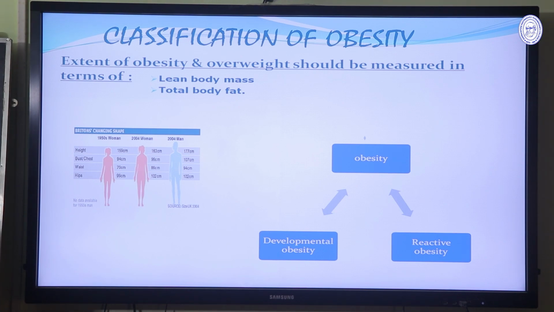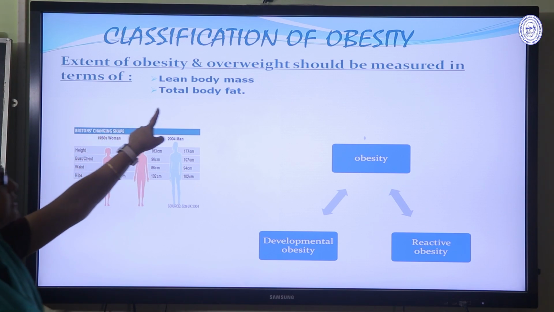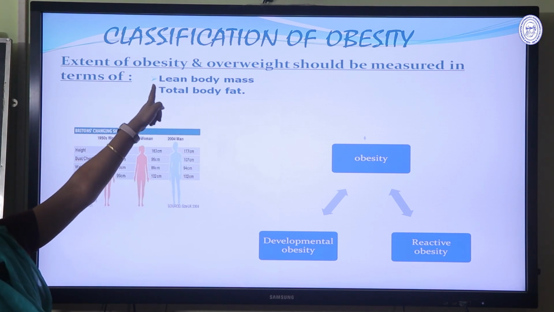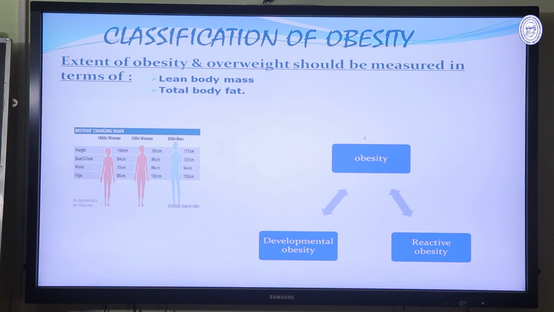So, after knowing the different causes and etiological factors of obesity, we should know how to classify obesity or how to measure obesity. The extent of obesity and overweight should be measured by measuring the lean body mass and total body fat. The responsible factor for obesity is the total fat, but not the lean body mass. The definition of obesity is accumulation of fat above a certain level. So, we should measure the body fat.